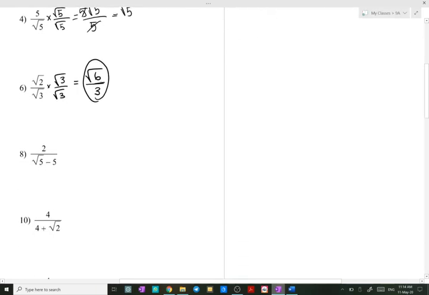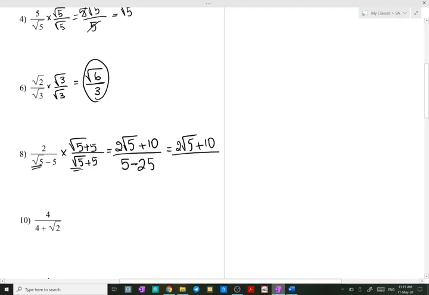In number 8, we multiply by the conjugate of the denominator, which is square root 5 plus 5, and whatever we do to the denominator we do to the numerator. So this is equal to 2 square root 5 plus 10 over square the first, which is 5, minus square the second, which is 25. So it's minus 25. So the answer is going to be 2 square root 5 plus 10 over 5 minus 25 is minus 20.